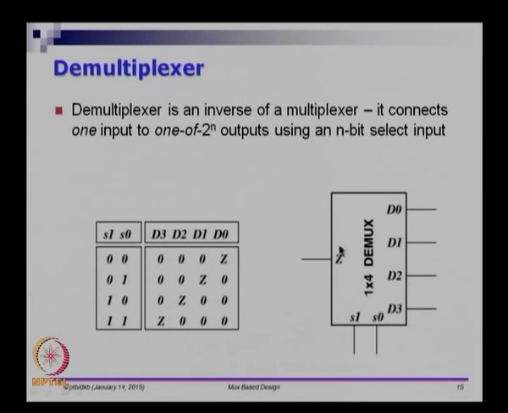The primary difference is all the other ones will get a 0. So, if 0 0 is given as a select line, z is going to go to d0, all the others will be given as 0. Similarly, when this is 1 0, then z will be given to d2, all the others will be kept as 0. So, you can see that it has similarity.